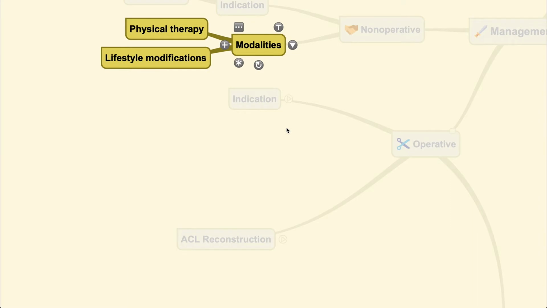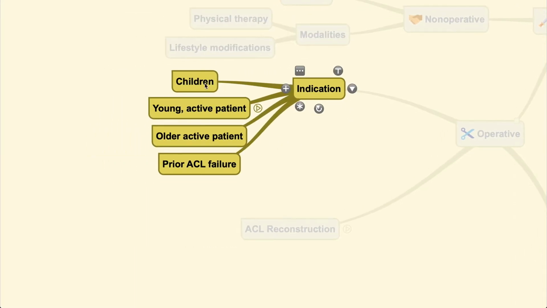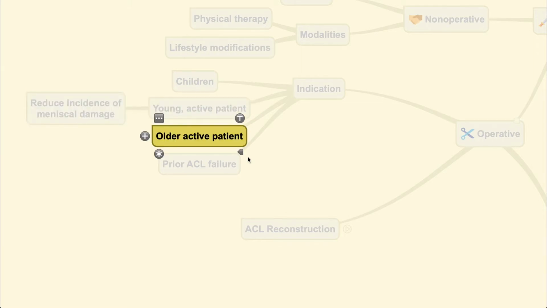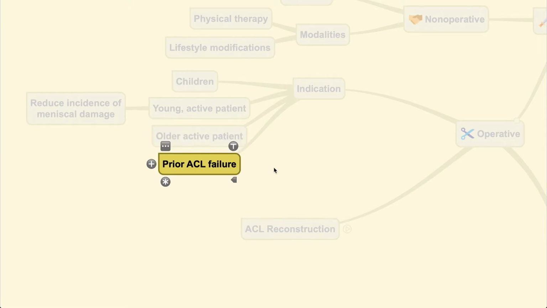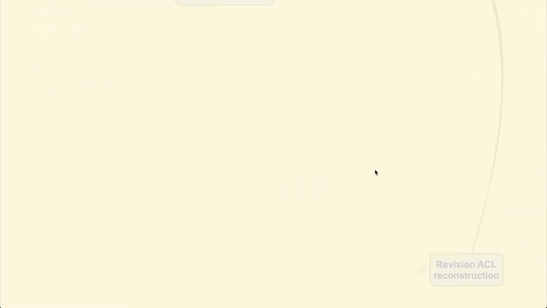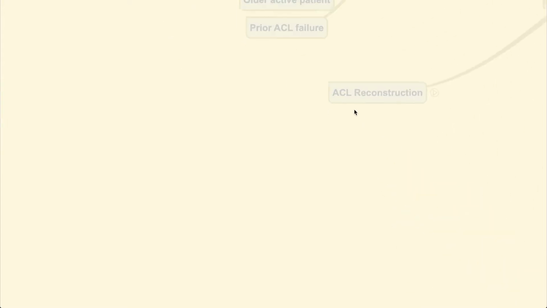The next treatment plan would be to operate. Now, operation is usually indicated if the patient is still very young and it is a very active population, because repair of these ligaments will reduce the incidence of subsequent damage such as the meniscus damage. Operative is sometimes also indicated in older patients but who remain active, and it's also indicated in patients with prior ACL failure. Now, the operative techniques are various. You could do an ACL reconstruction or revision ACL reconstruction.